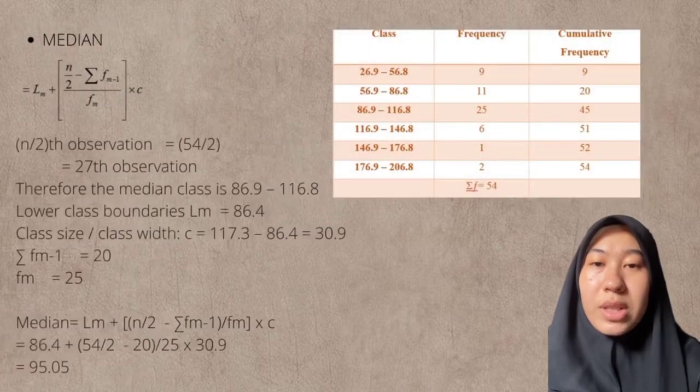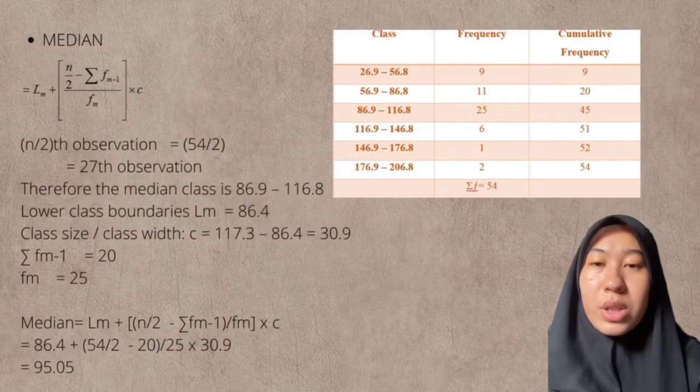To calculate the median, we must use this formula, which is the lower class boundary of the median class plus the sample size divided by 2 minus the cumulative frequency before the median class, divided by the frequency of the median class and multiplied by the class width. So our median is 95.05.